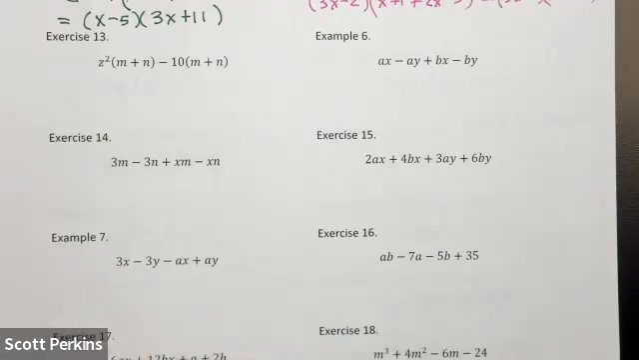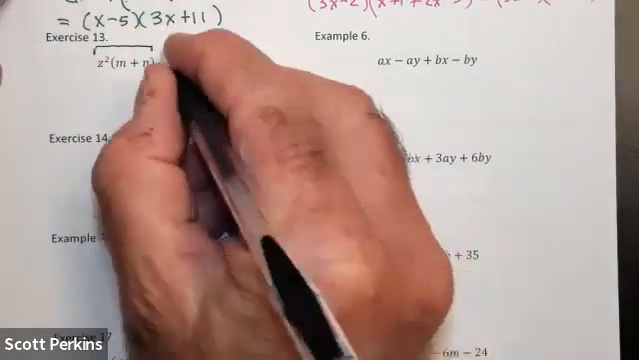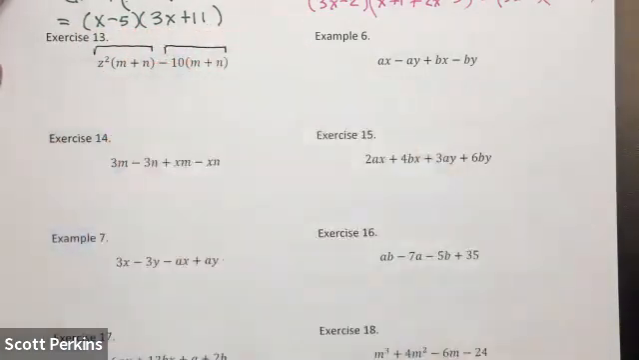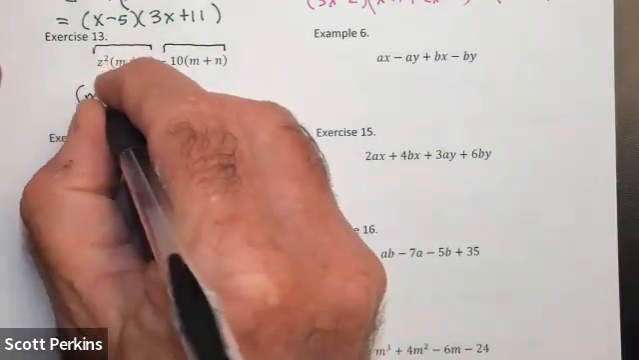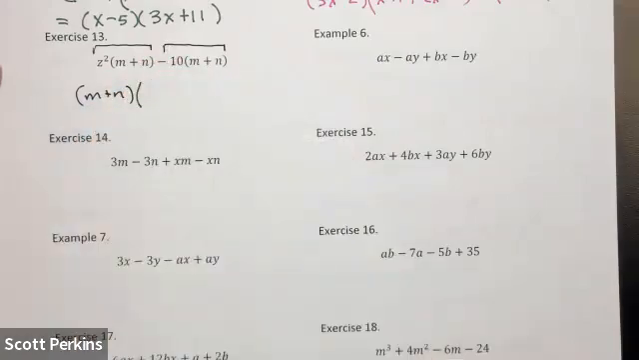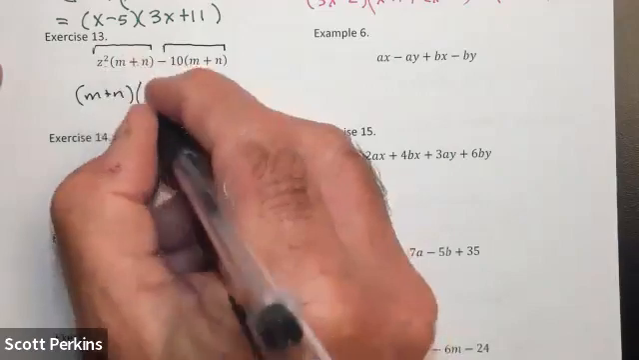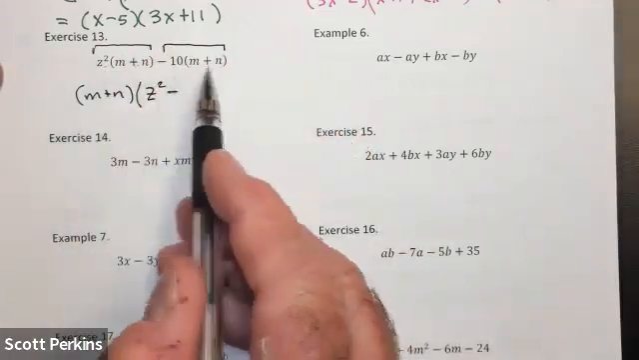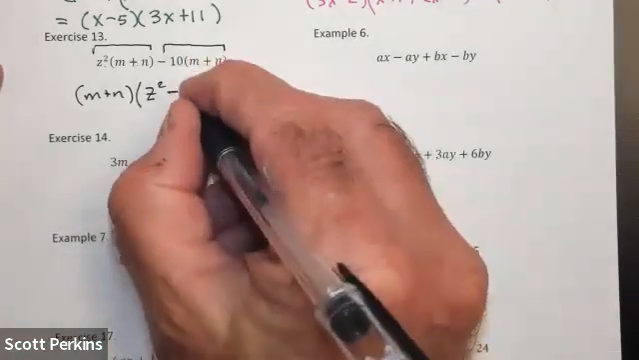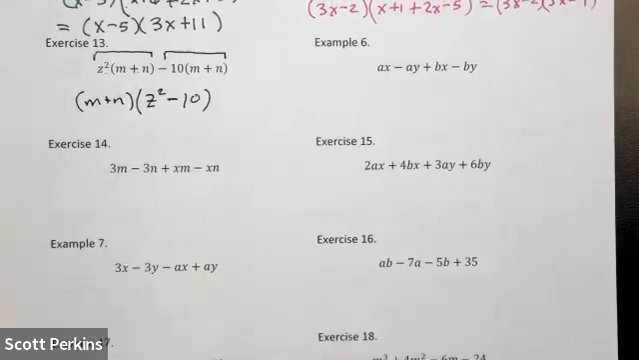So looking at these two terms, I've got z squared times m plus n, and then I've got minus 10 times m plus n. What's in common to those? m plus n, right? And then when I factor, what's left from the first term? z squared. I'm going to bring that minus sign right down, and then what's left from the second term? 10. Perfect. There you go. Done. Excellent work. All just factoring out the common factor.